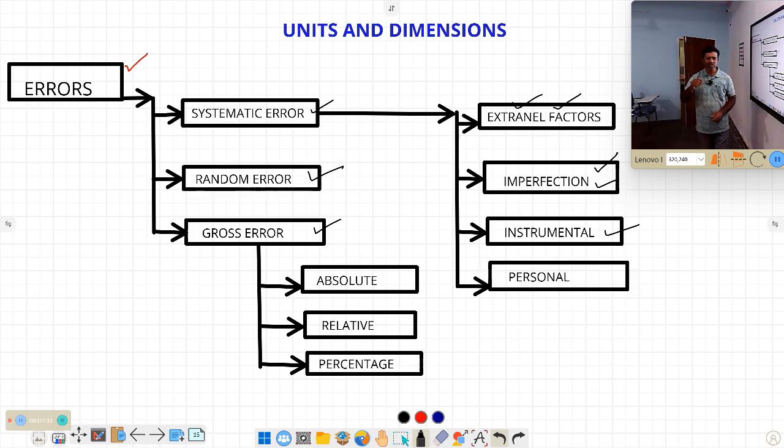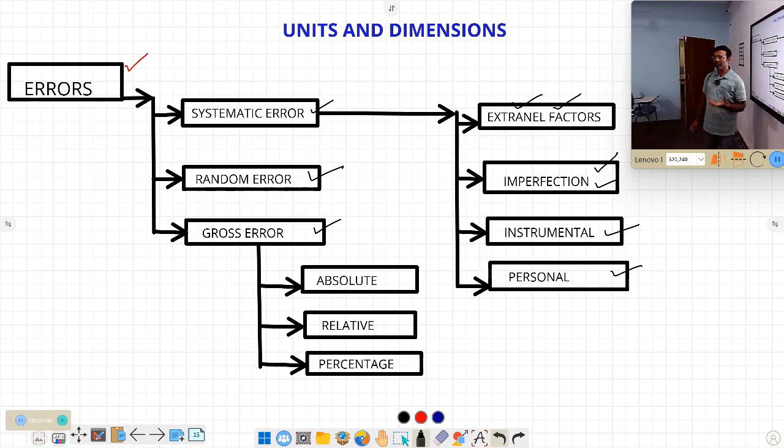In the screw gauge, there is a thread. After long usage, the thread will jump. The jumping nature of the threads is called backlash error. So that is also one of the instrumental errors. The last one is personal error.